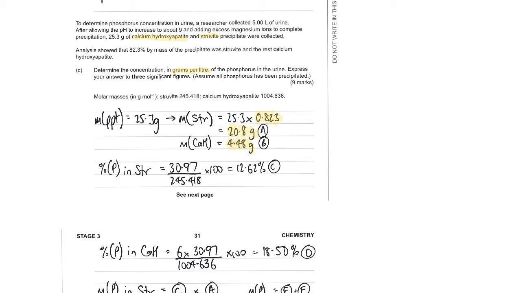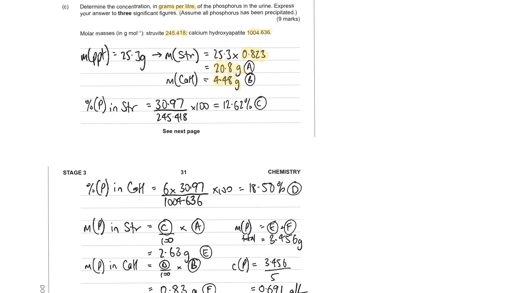Once I did that, I worked out the percentage of phosphorus in the struvite. There's only one phosphate in the struvite, so it's 30.97 over the molar mass of struvite, which they've conveniently given you. And they have also given the calcium hydroxyapatite, so I did the same thing there, but instead now it's got 6 calciums in there instead of just the 1. So don't forget to look at the ratio between the whole substance and the element that you're looking for. And then I got my 2 percentages.